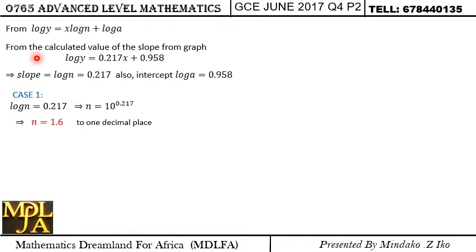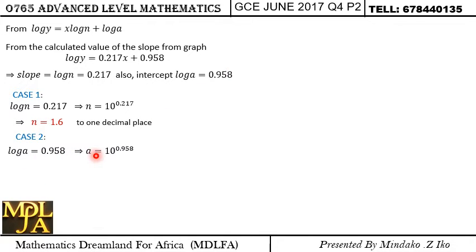Okay, yeah, so that is it. All right, let's continue, let's go to case 2. So case 2 means we're dealing with log A being equal to 0.958. So it's the same procedure. It means I will convert from the log form to the index form. Okay, so that is it.